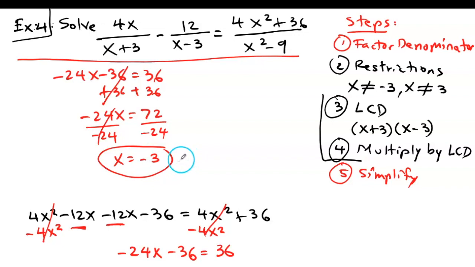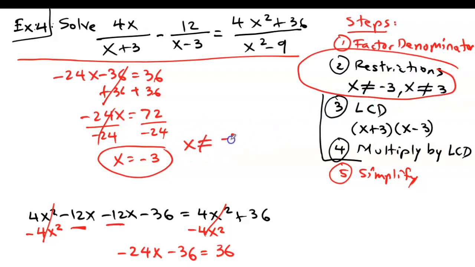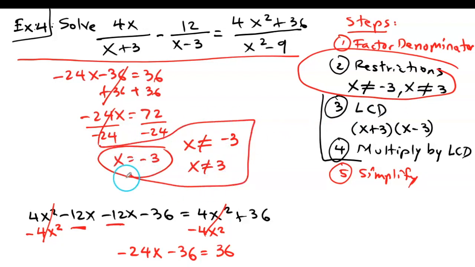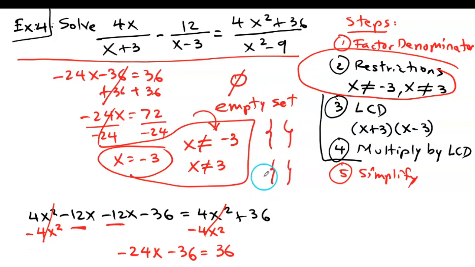I got to bring my restrictions. Oh, here we go again. Restrictions. X cannot be negative 3. X cannot be 3. What's happening right now? I got x equals negative 3, but that's one of my restrictions. My final answer: empty set. Two braces, a brace and nothing in between them. Empty set. No solution.